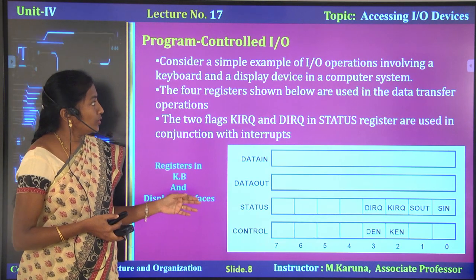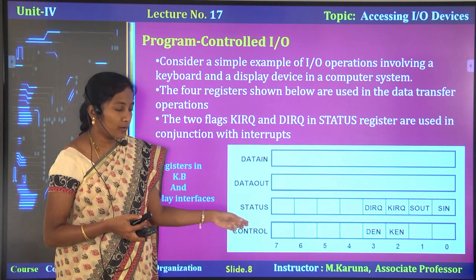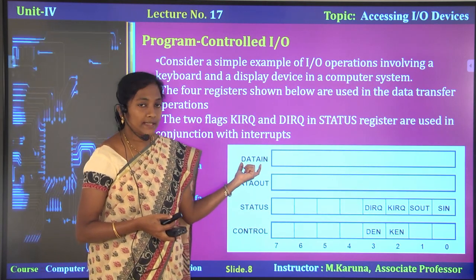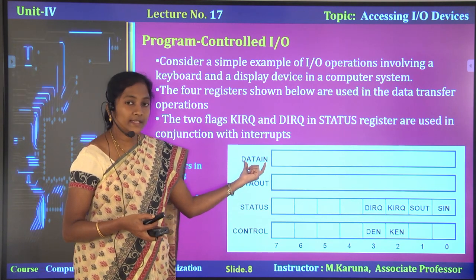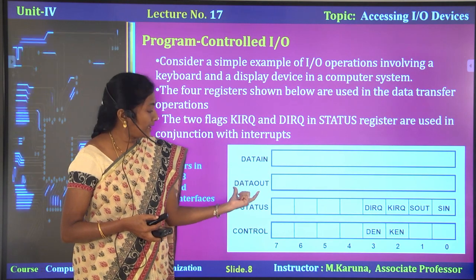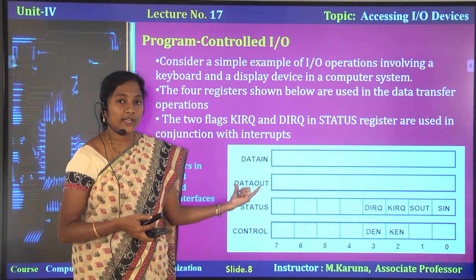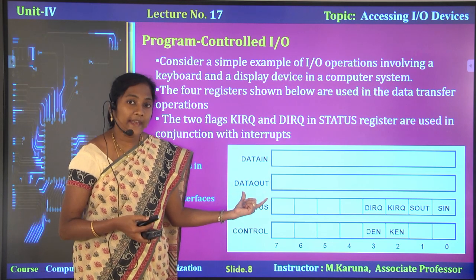I told you these are the registers present in the input device and output device. This is the data in register, this is the data out register. The data in register is used to store the data whenever a key is pressed. The data out register is used to store the data whenever the printer or display device is ready to display the characters.